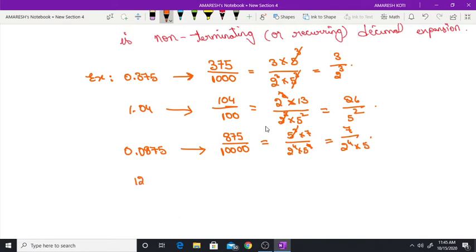Another example is 12.5. So write 125 first, and now see how many digits after the point. There is only one digit, so keep only one 0 and keep 1. So 125 can be written as 5 cube by 2 into 5. After cancelling we get 5 square by 2.